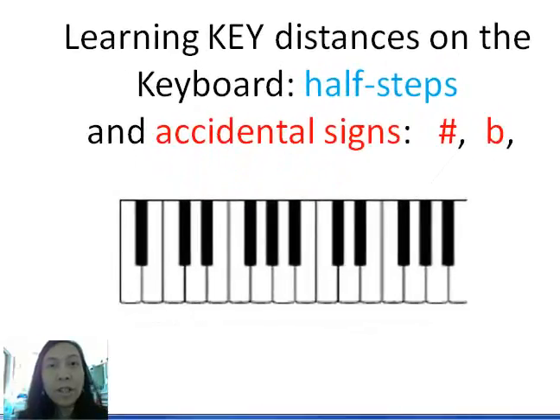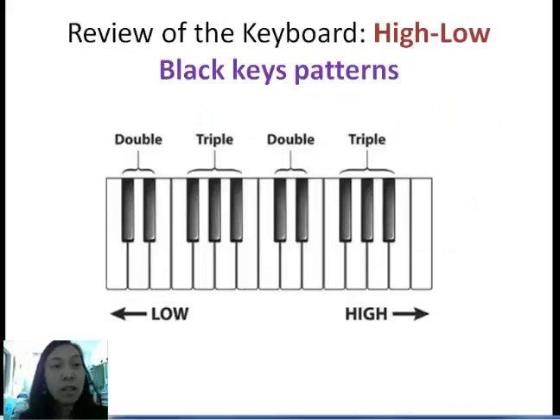In the Alfred Essential Music Theory in Unit 6, we are learning about distances on the keyboards, which are measured by half steps, and accordingly related to that subject are the accidental signs that you see looking like a tic-tac-toe and a little B on your screen. Let's first review the keyboard.